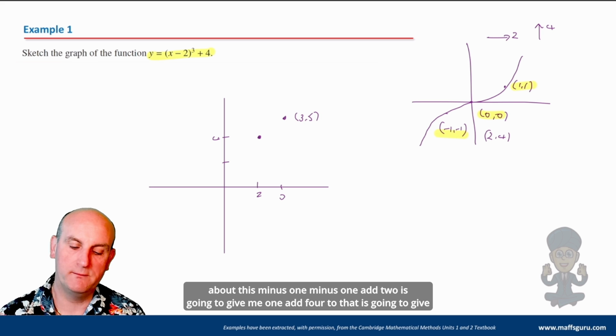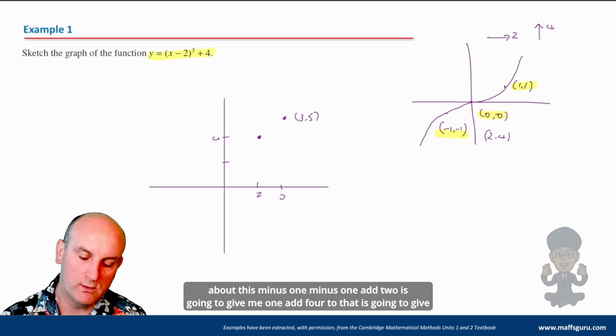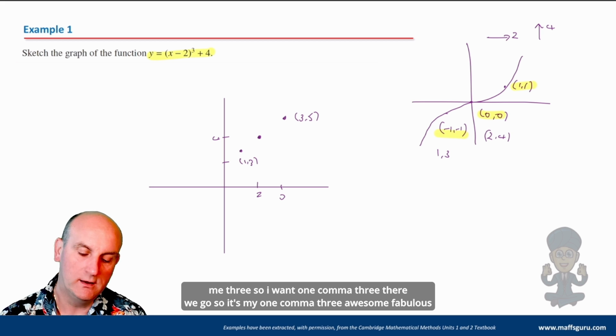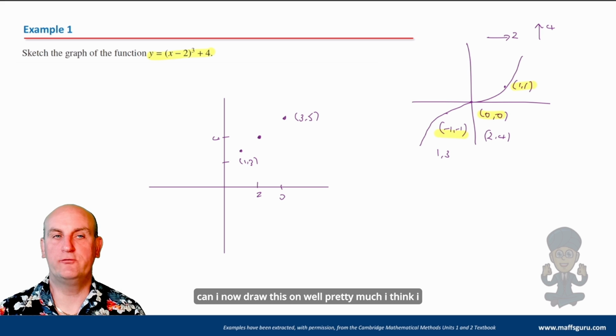What about this (-1, -1)? Add 2 is going to give me 1. Add 4 to that is going to give me 3. So I want (1, 3). There we go. So it's my (1, 3). Awesome. Fabulous.